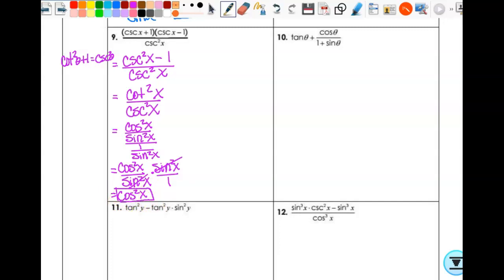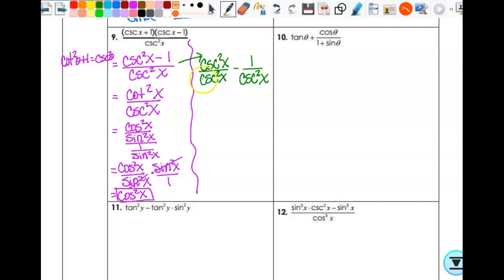So I'm going to show you a different way to work it, so you can see that there are different things to do here. If I go from here, instead of changing it to cotangent, which there's absolutely nothing wrong with, it's whatever makes the most sense to you, I could split my fractions here. So I get cosecant squared x over cosecant squared x minus 1 over cosecant squared x. Everybody okay with what I did and why I did it?